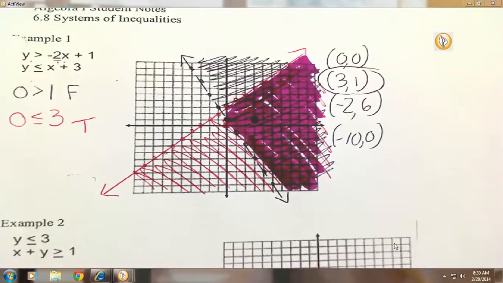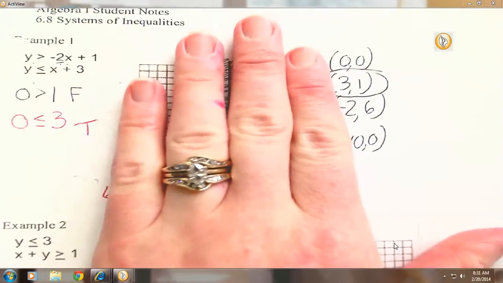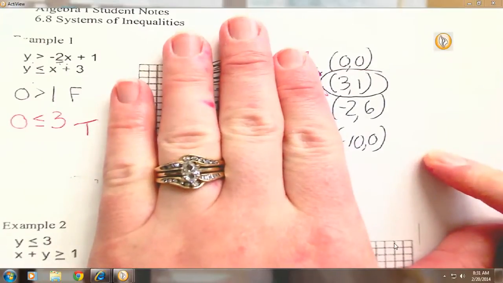On your EOC, I could see them asking a question similar to this. They might give you a graph and give you 4 ordered pairs and say, which of these is a solution? Would you be able to easily tell? Yeah, just look at the graph and tell, right? What if they didn't even give you a graph? What if they just gave you the system of inequalities and the 4 ordered pairs? Would you be able to pick out the one that's the solution?